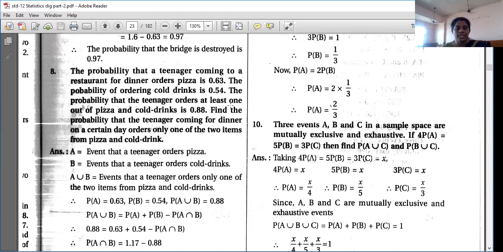P of A intersection B is not given. It is given that A union B is given. So you have to find the probability that the teenager coming for dinner on a certain day orders only one of the two items from pizza and cold drink. So what, and I am at the intersection, right? So you have to find P of A intersection B.